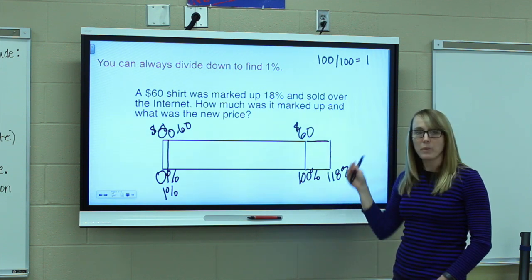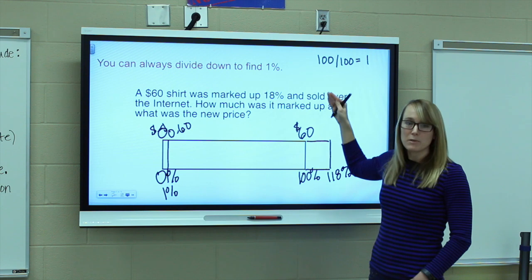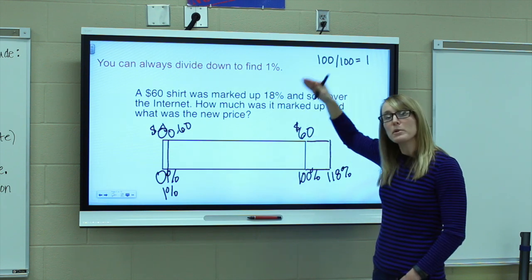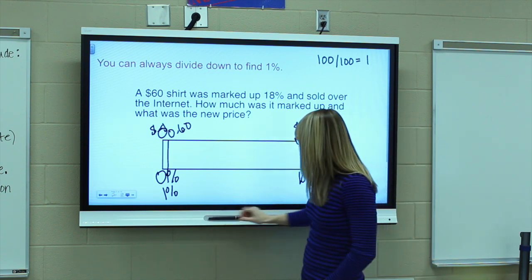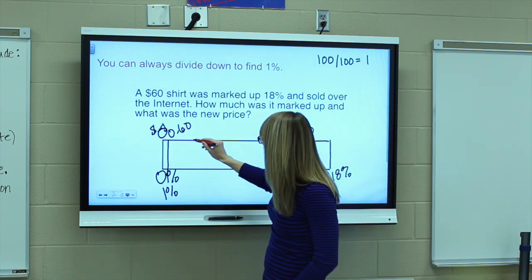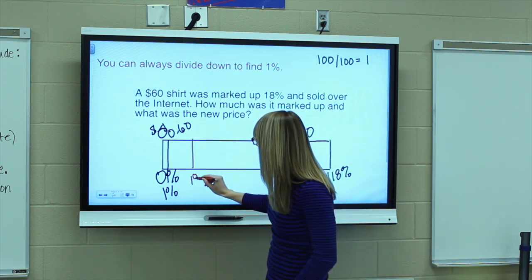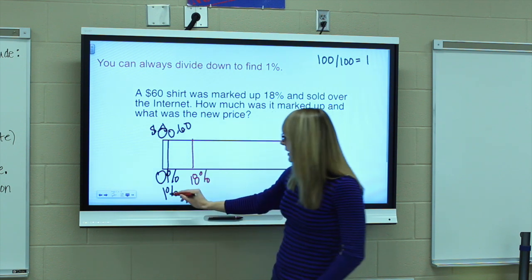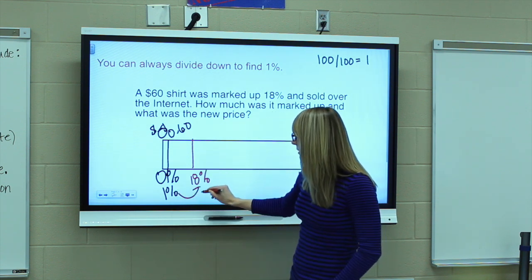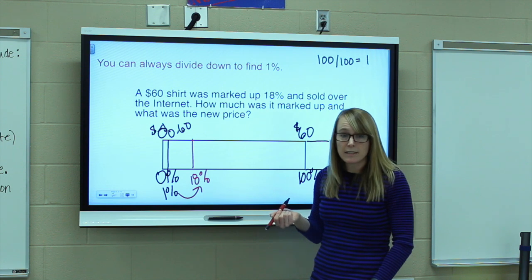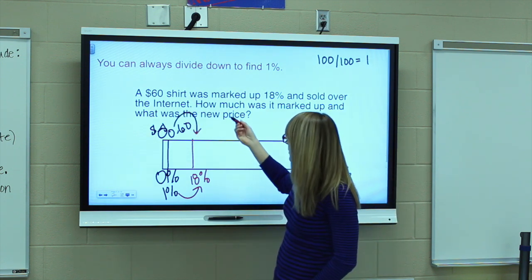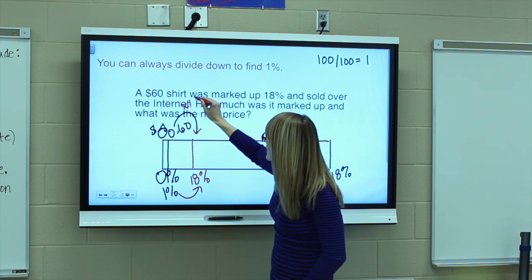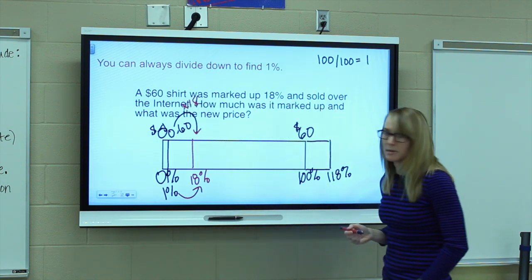How does that help us? Well, now that we know what 1% is, we can just use a scale factor of 18, multiply it by 18 to get what 18% is. So that's exactly what I'm going to do here. I'm going to estimate 18% is about here. If I know 1%, I'm multiplying by 18 to get 18%.